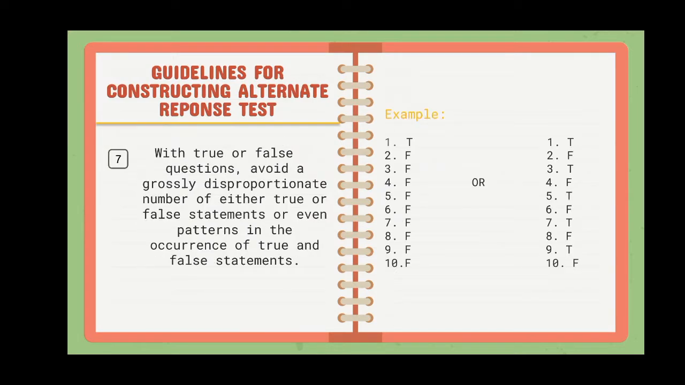Rule number 7. With true or false questions, avoid a grossly disproportionate number of either true or false statements or even patterns in the occurrence of true and false statements. For ease of correction, teachers sometimes create a pattern of true or false answers. Students will sense it and may arrive at a correct answer, not because he or she really knows the answer, but because he or she senses the pattern.